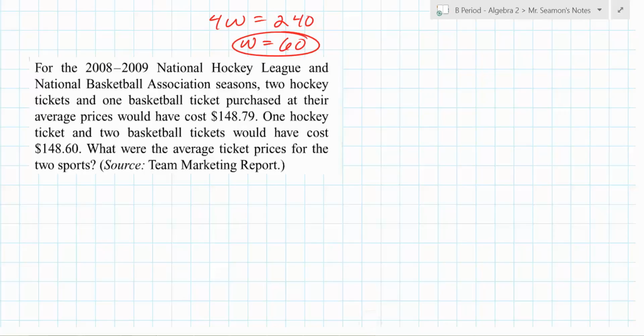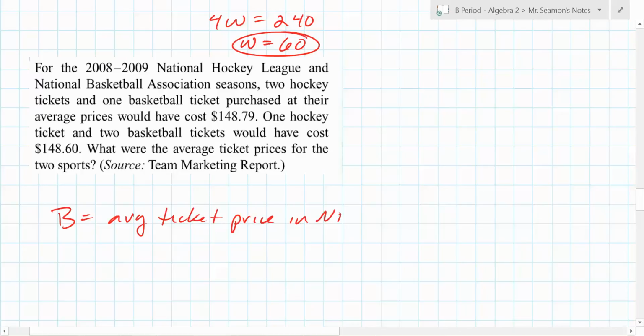How many variables do we need? One of the variables, Noah. NBA. Let's call it a basketball. And what is B going to represent? That's true, but it doesn't represent a basketball. That's the price of a basketball. Average ticket price in the NBA. Do you understand the difference between saying B is basketball and B is the average ticket price of a ticket in the NBA? They're not the same thing, right? So what is H going to be? Average ticket price in the NHL.